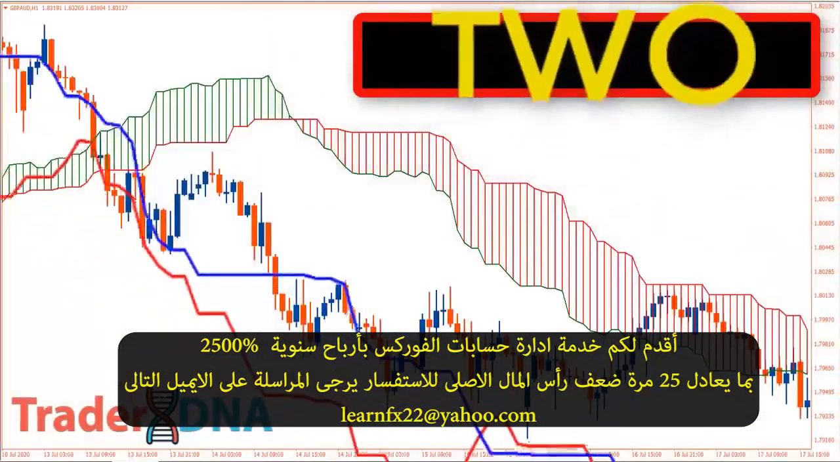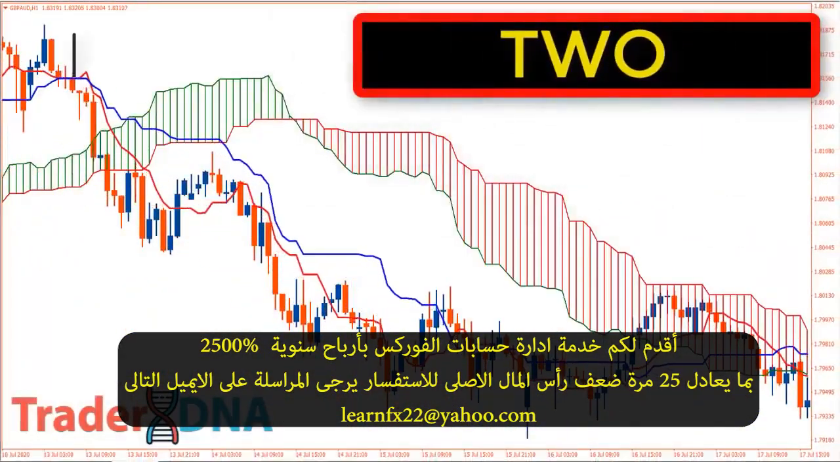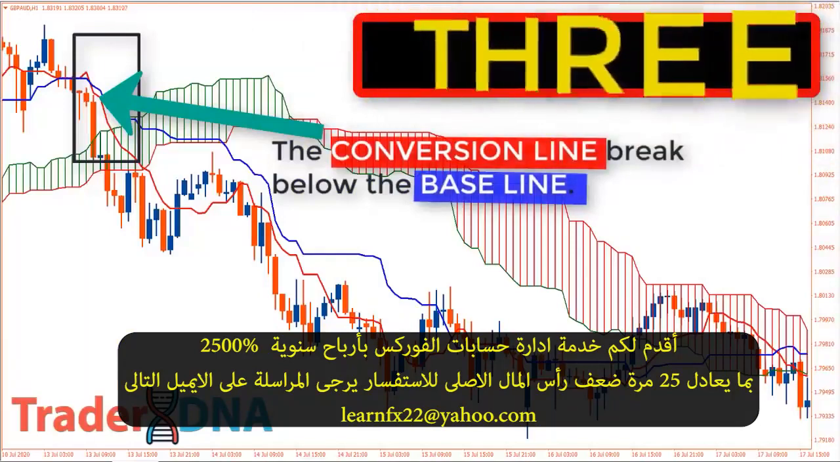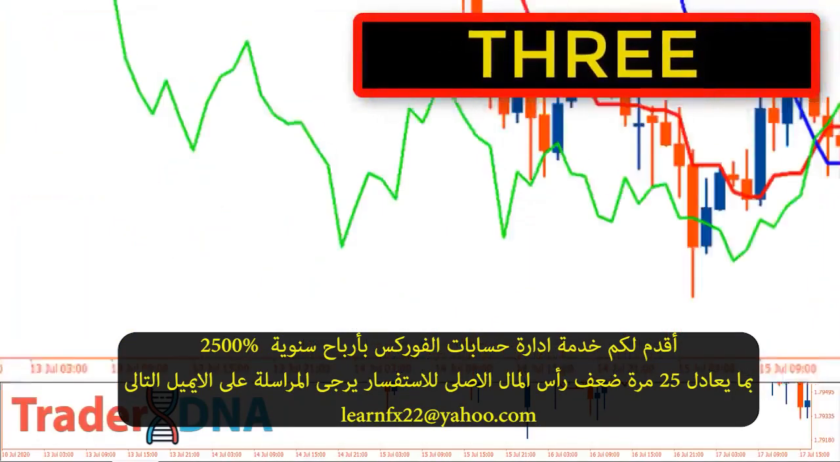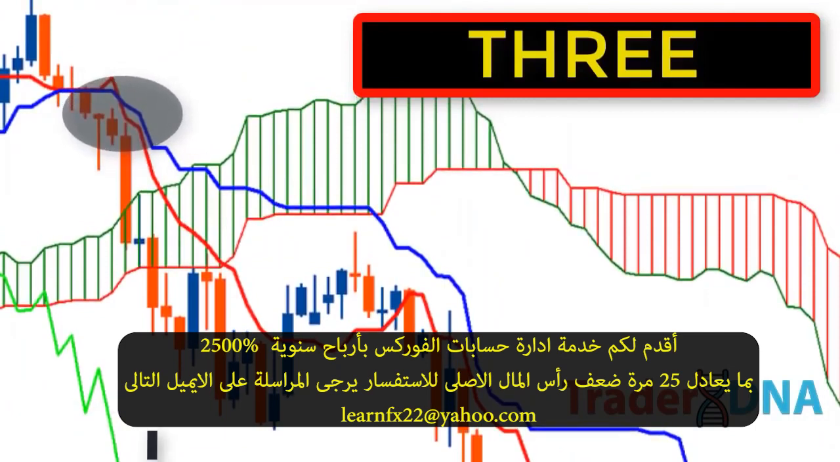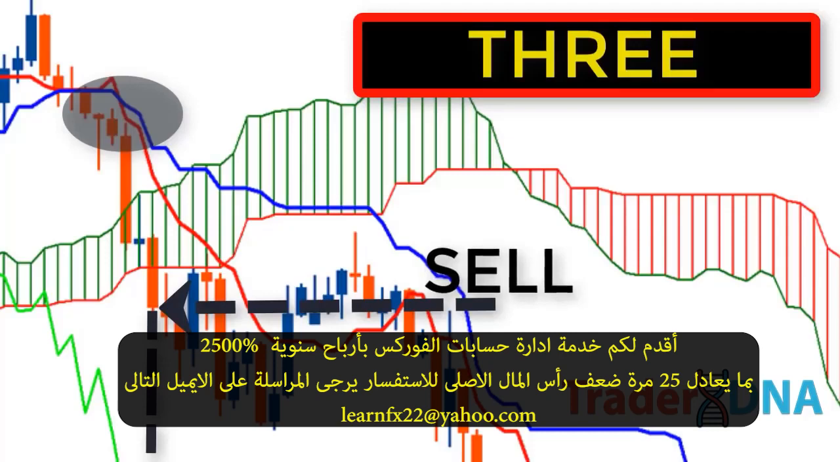Step 2. Wait for the crossover. The conversion line needs to break below the baseline. The price breakout below the cloud needs to be followed by the crossover of the conversion line below the baseline. Once these two conditions are fulfilled, we can look to enter a trade. Step 3. Sell at the opening of the next candle. So, after the crossover of the conversion line below the baseline and the price close below the Ichimoku cloud, we sell at the opening of the next candle.